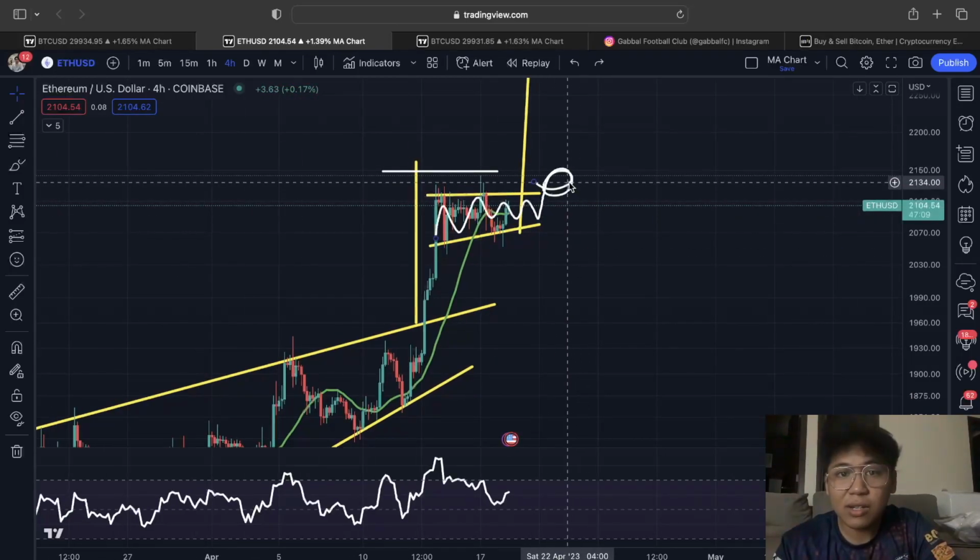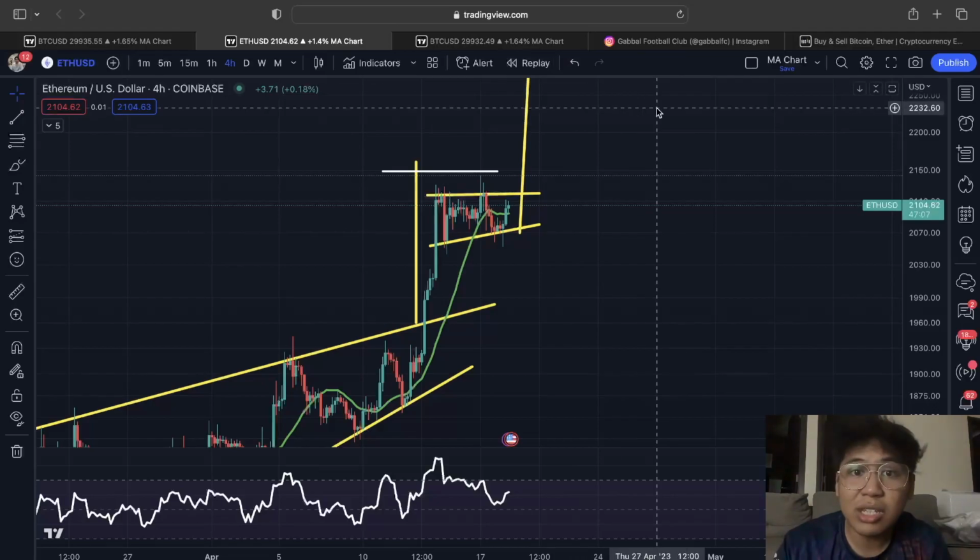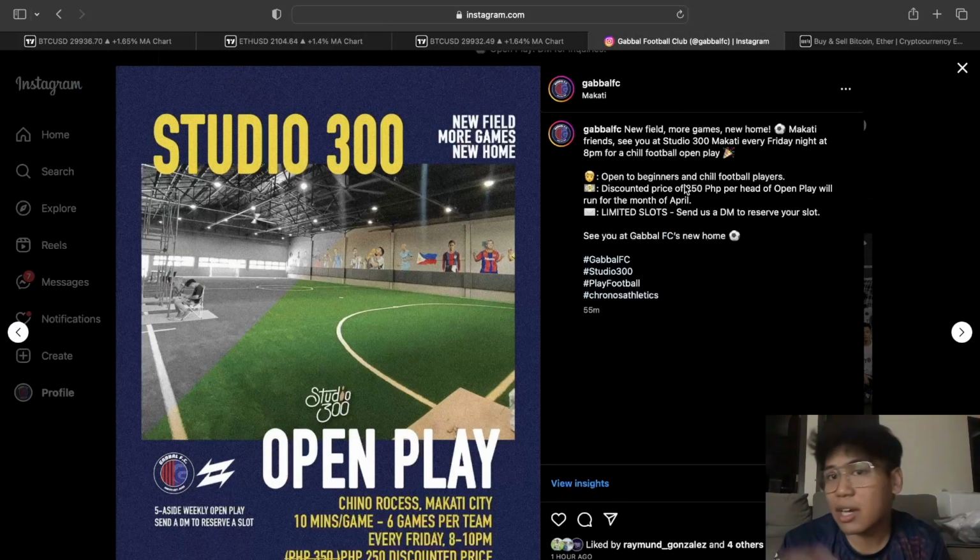But right now, that is the opportunity na we are seeing with Ethereum. And yeah, yun muna update natin.